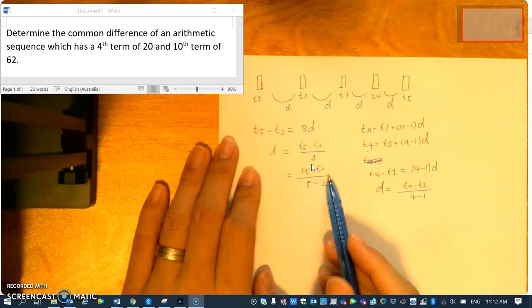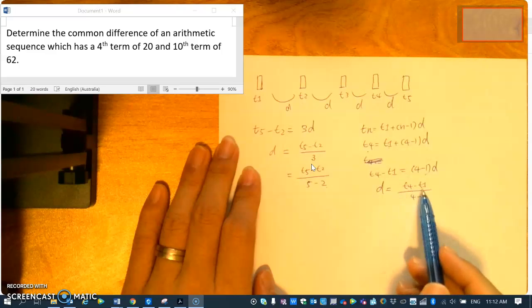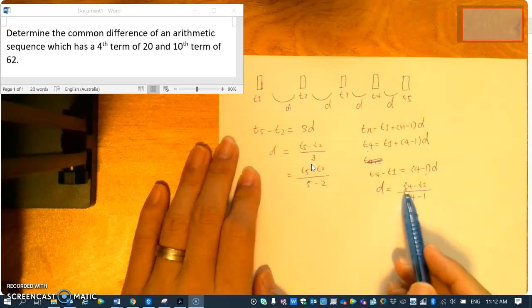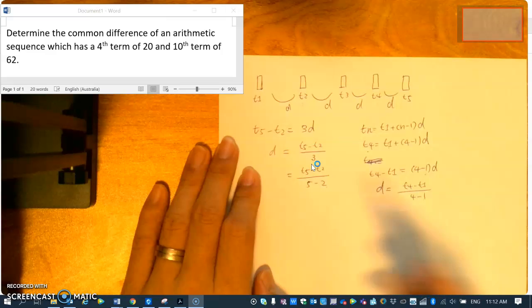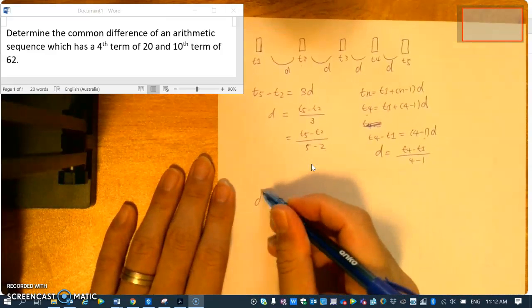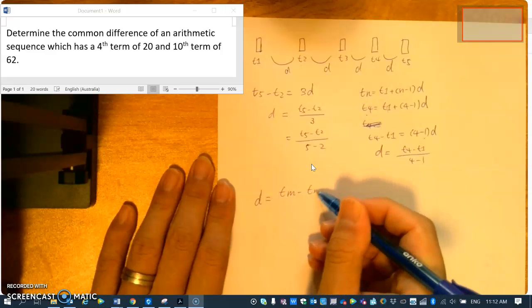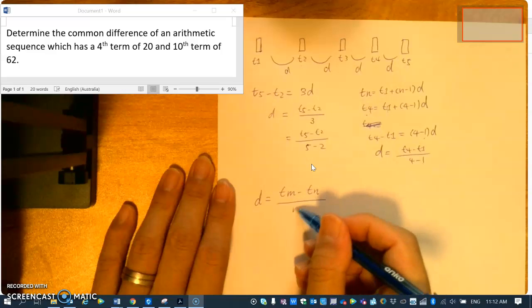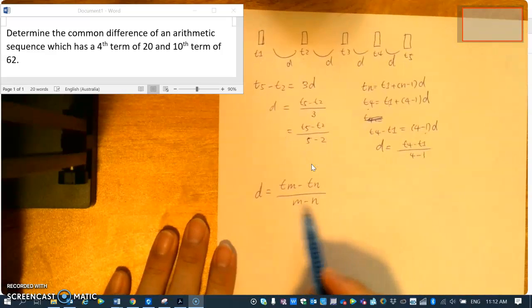So we see a pattern here. We see the common difference D is equal to the difference of the 2 terms, divided by the difference of the n. So, we can write this as a general formula. Let's say given term m and term n and their values, then D must be equal to Tm minus Tn over m minus n.